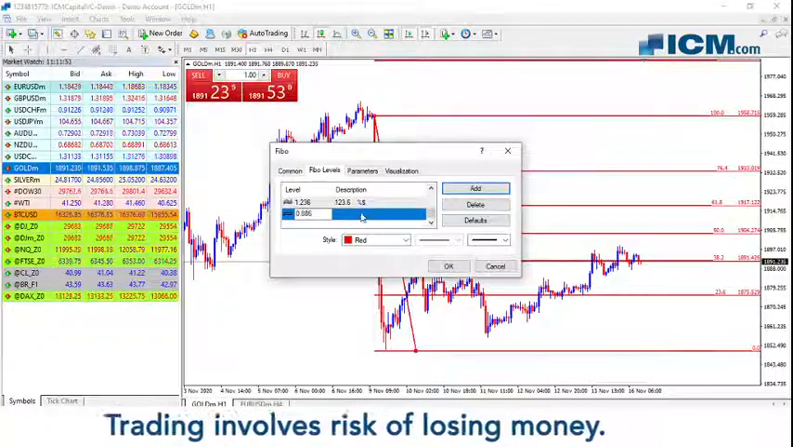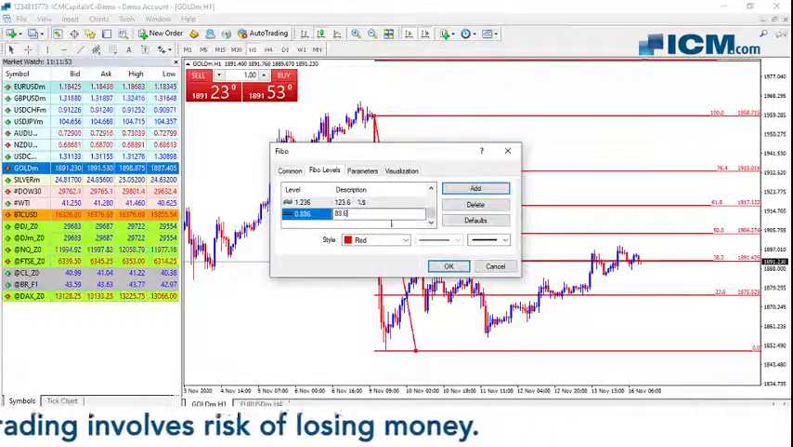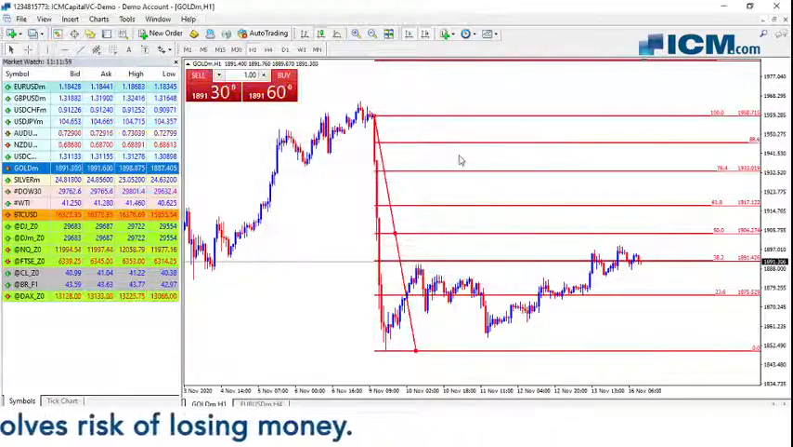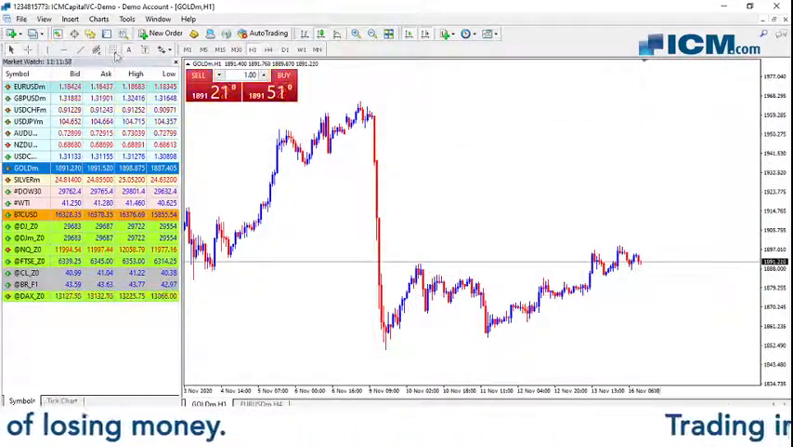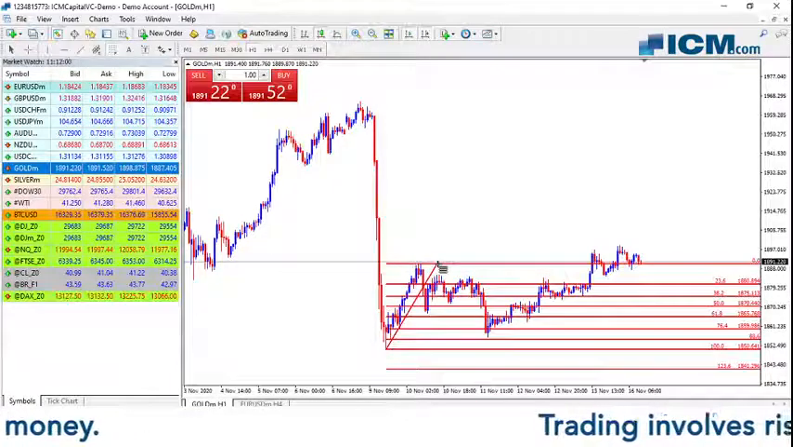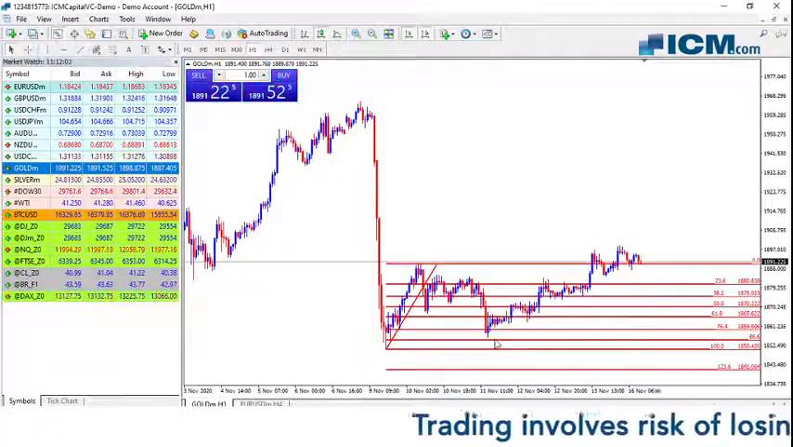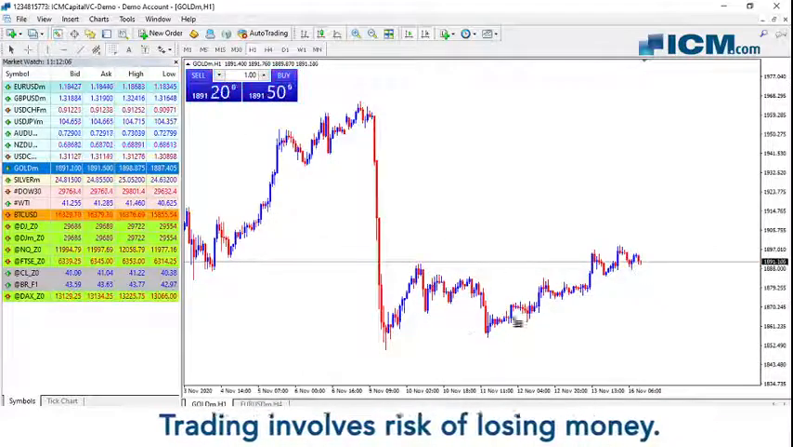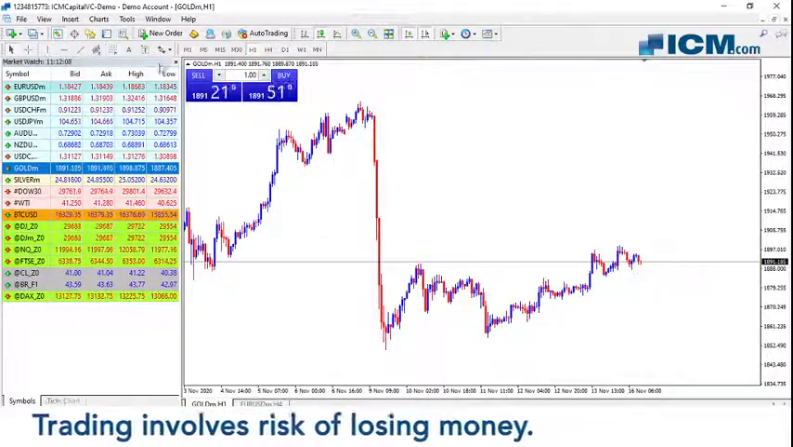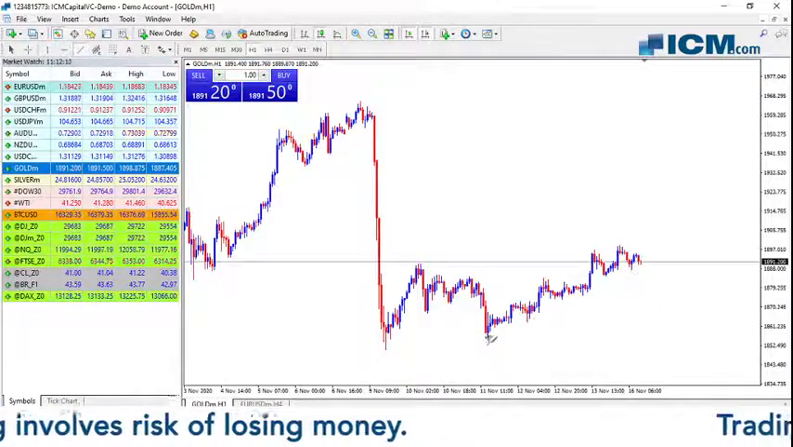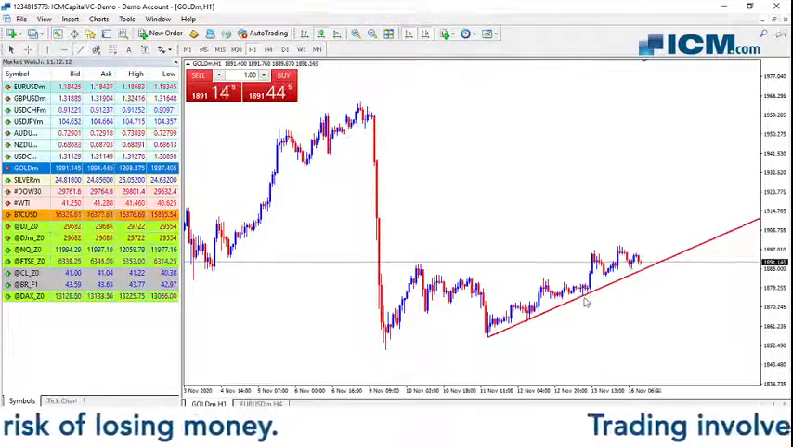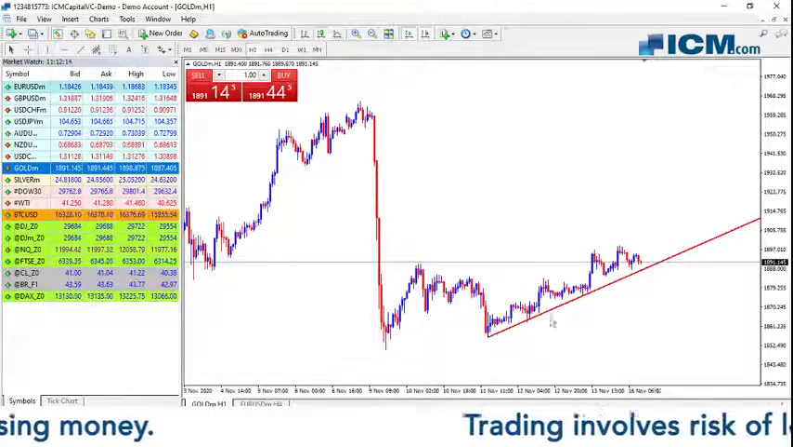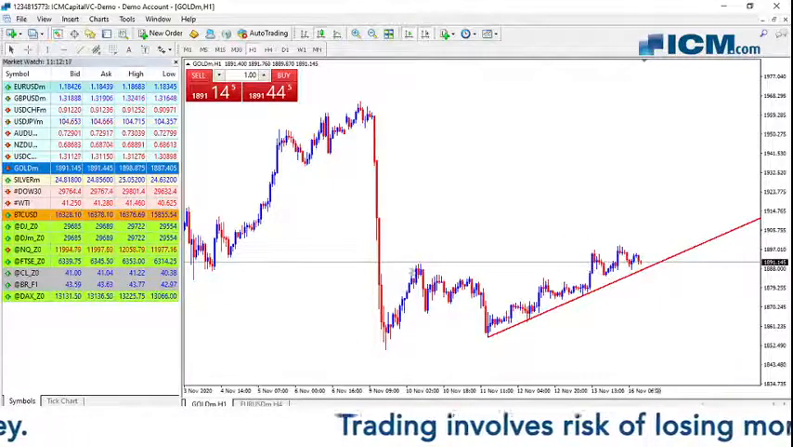So if we just add the 88.6 level also, you can see here that the market corrected exactly towards the 88.6 level. And then here we're having another move higher, which is almost looking like an upward channel. So this could be a formation of a new harmonic pattern that's being formed with the current Fibonacci level.